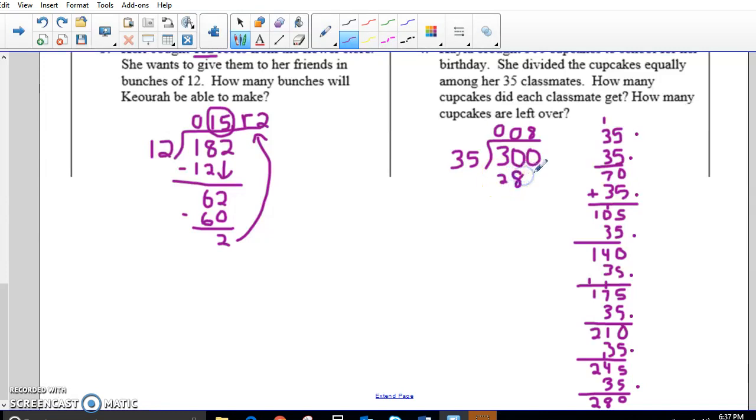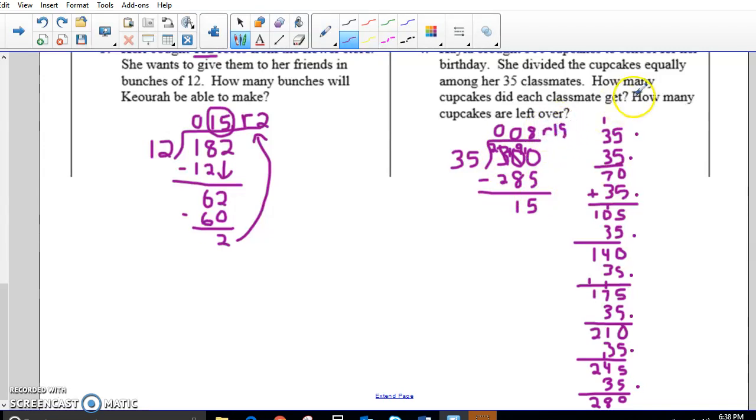Sometimes it's easier than guessing and multiplying. Okay? So when I subtract that, I'm going to have to borrow from this, add it to this, borrow from this, add it to this. 10 minus 5 is 5. 9 minus 8 is 1. And 2 minus 2 is 0, so I have a remainder of 15.